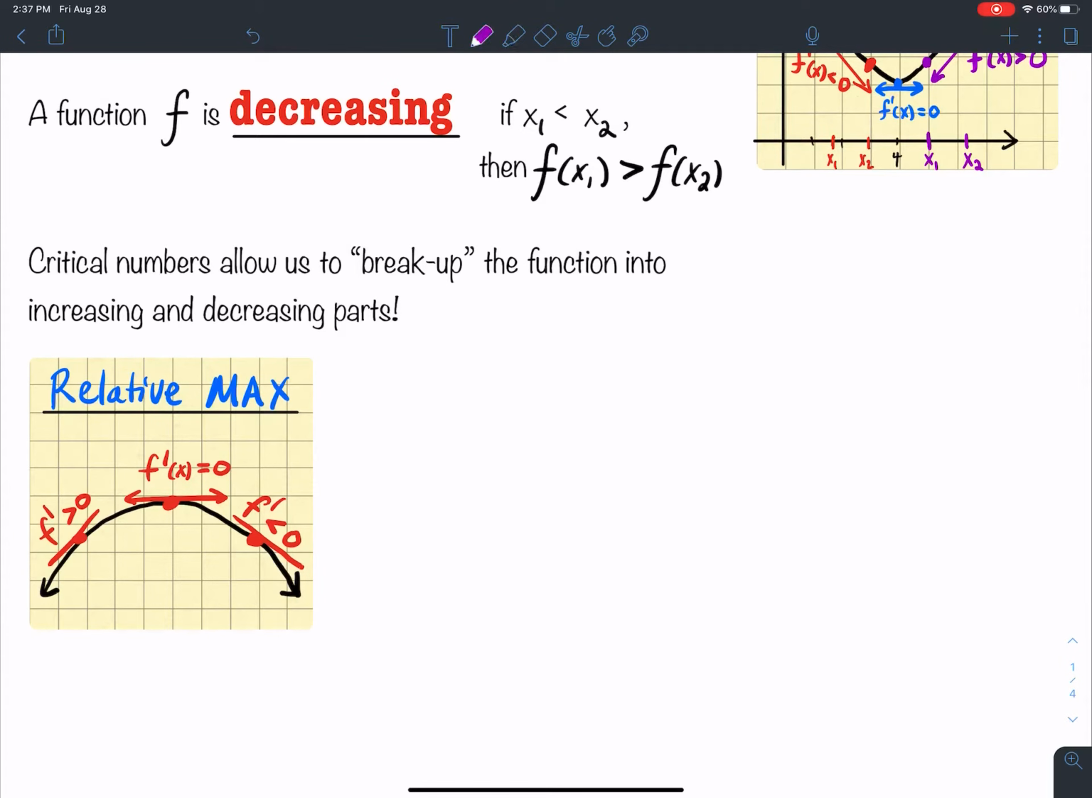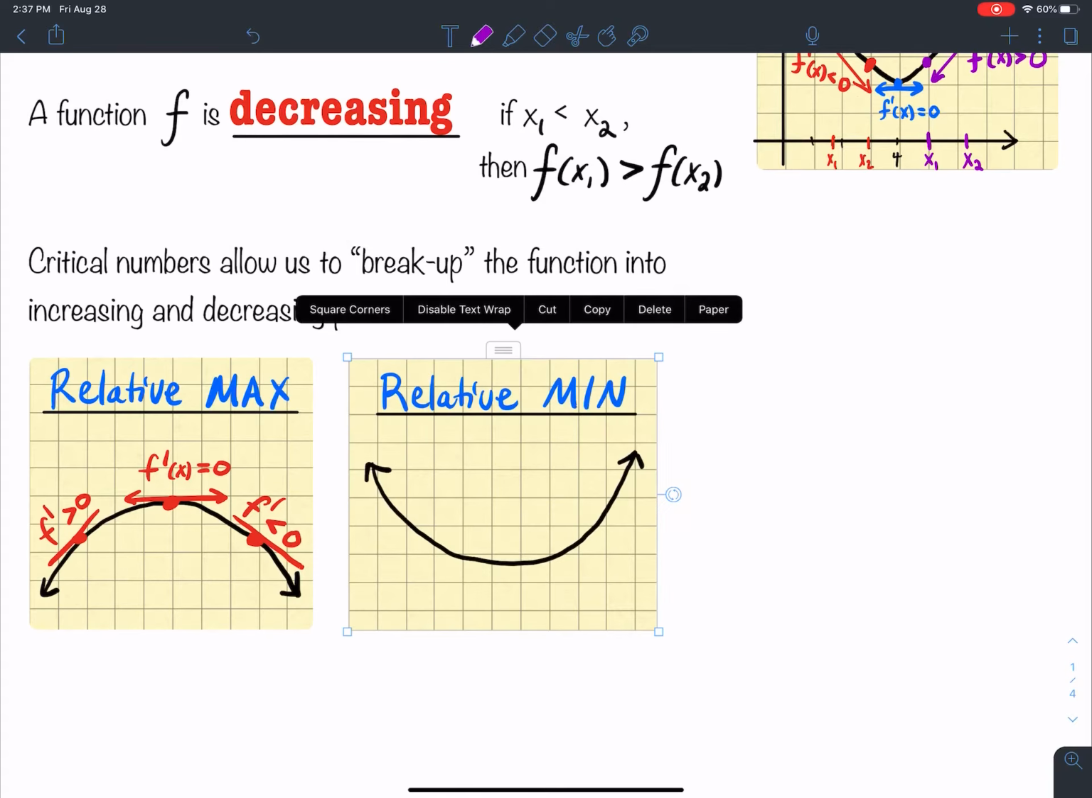So relative max, what's happening? I go from positive to 0 to negative. So if my derivative goes from positive to 0 to negative, then I have a relative max by this picture, right? What about the relative min?